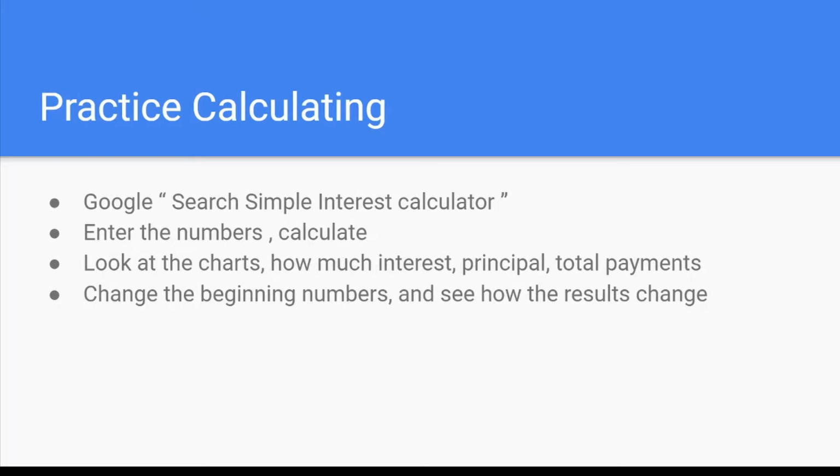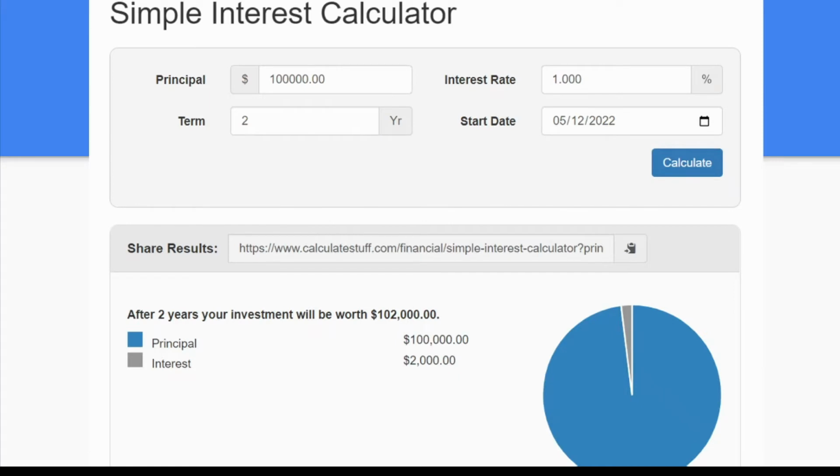So let's practice calculating. Google search simple interest calculator, enter the numbers, and see how the results change. So here's an example for the principal of 100K, interest rate of 1% for 2 years. Your total at the end will be 102K.